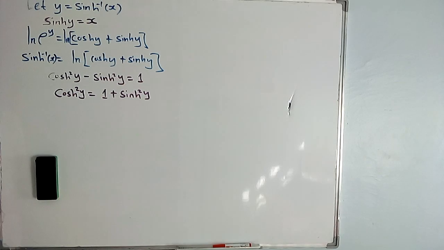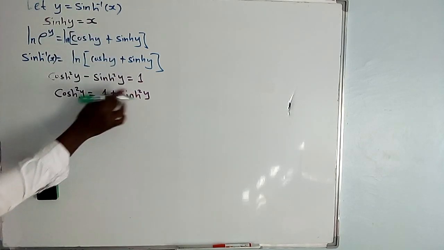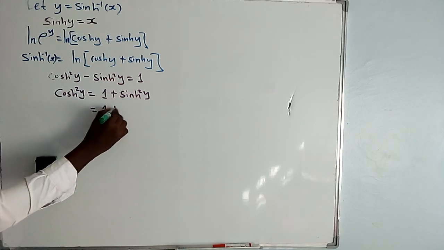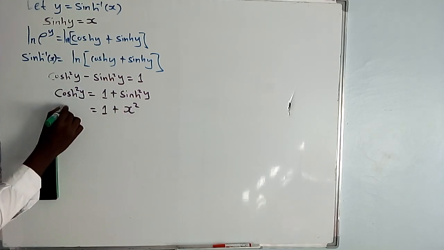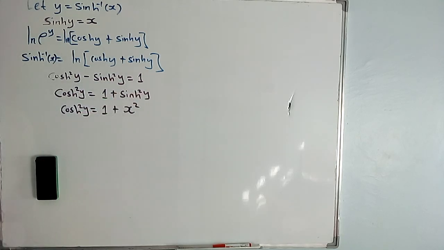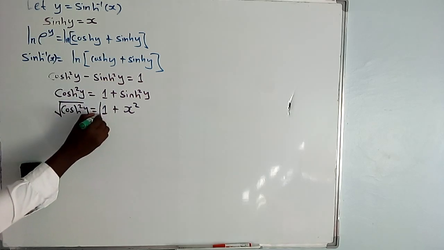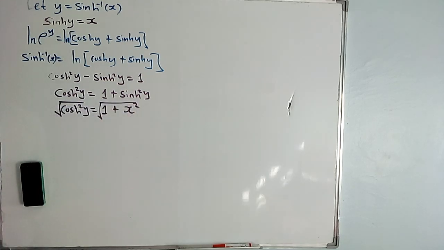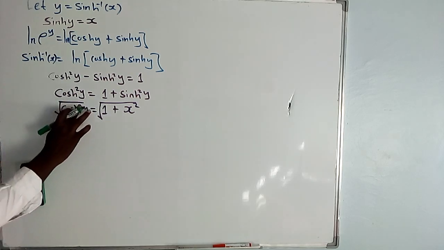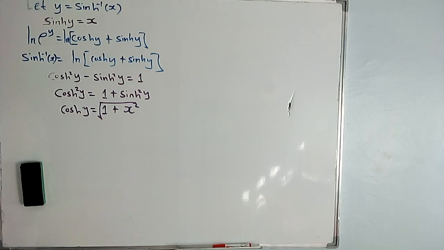So for you, what is sin squared y? If sin y is x, meaning sin squared y is x squared, isn't it? So where there is sin squared y, you put x squared. Having done that, find the square root on both sides of the equation to get cos y, isn't it? So we have cos y is the square root of 1 plus x squared.